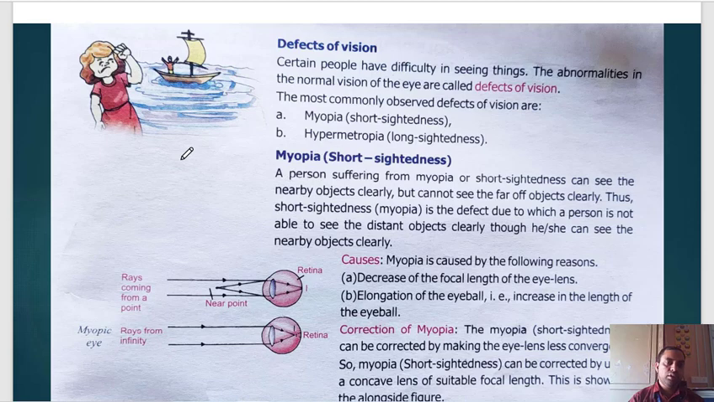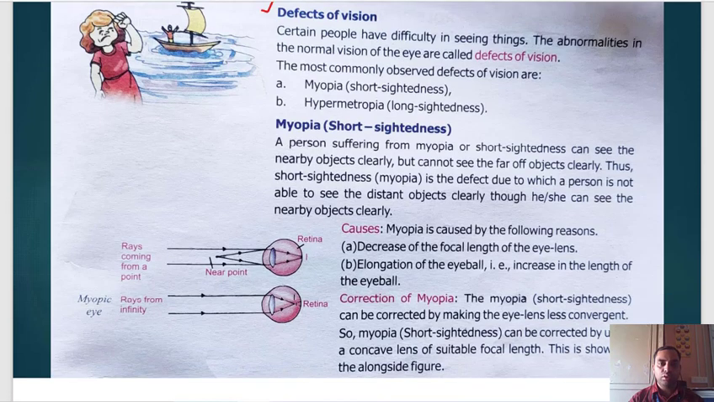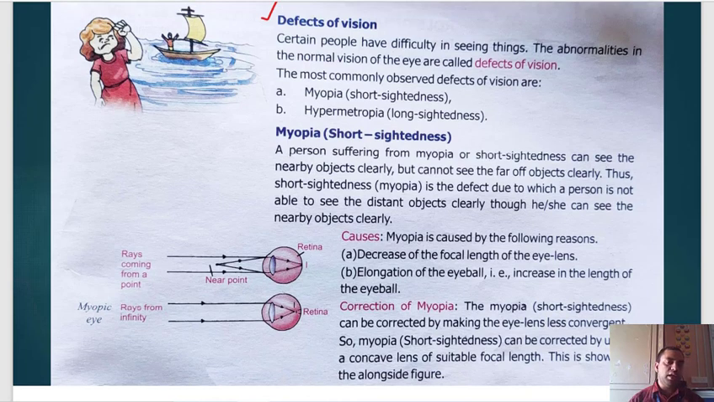How does it work? Now, defects of vision. You know that some people need to correct their eyes. Some people need specs and all that. So what are the main defects? Certain people have difficulty in seeing things. The abnormalities in the normal vision of the eye are called defects of vision. There can be more than one cause of the abnormality. Due to the abnormality, there are some defects that come into the picture.